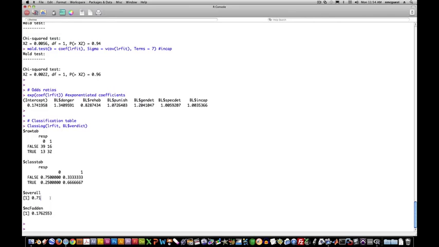So it's a significant model. We have 3 predictors that are significant, and we're classifying 71% of the cases correctly. So we're getting some insight into why some people would vote for the death penalty and some people wouldn't.